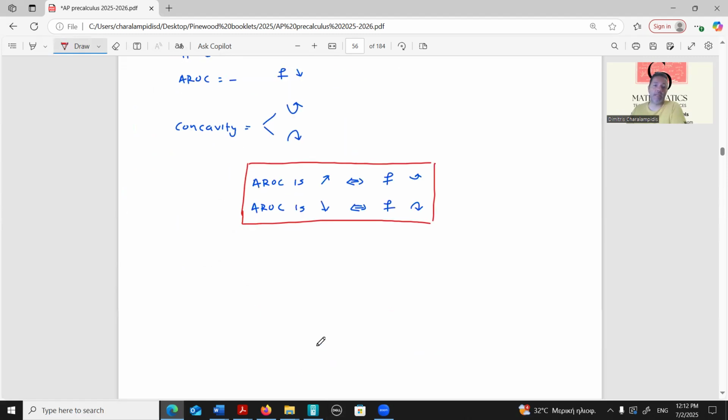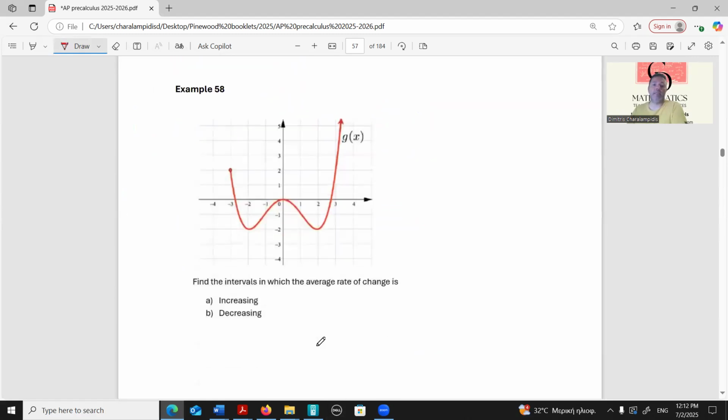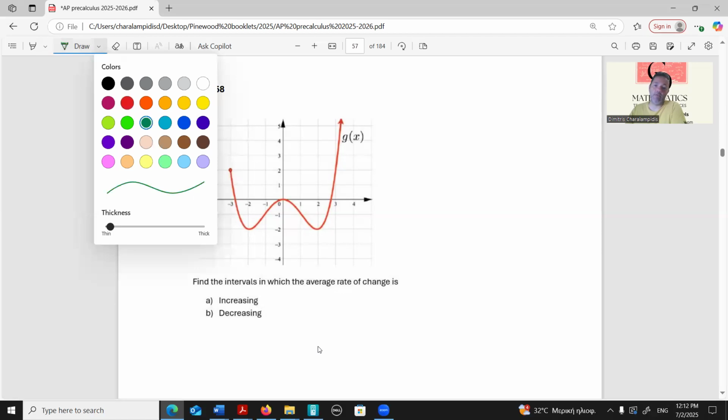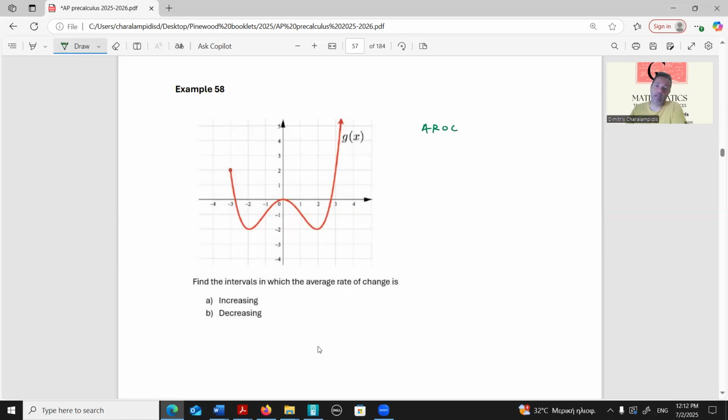And now let's see a quick example. We have that graph. We have seen that graph again. Now, we need to find the intervals in which the average rate of change is increasing. Average rate of change increasing means graph being concave up. Graph being concave up means curved upwards like a cup, or having a smiley mood.